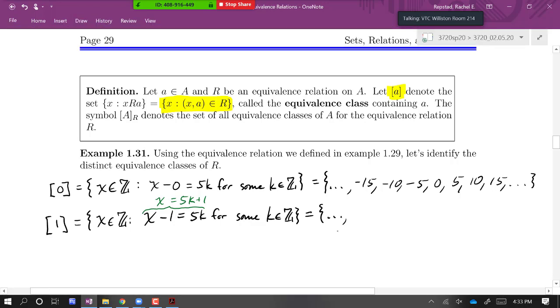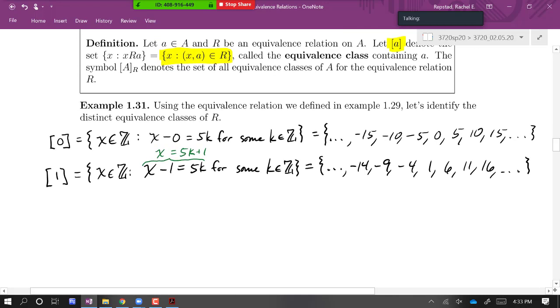So I just add 1 to all these elements I wrote down in the set before. We get negative 14, negative 9, negative 4, 1, 6, 11, 16. These are all related to 1. Any integer that's related to 1 is going to be 1 more than a multiple of 5. No, we're adding 1. If you add 1 to negative 15, you get negative 14.